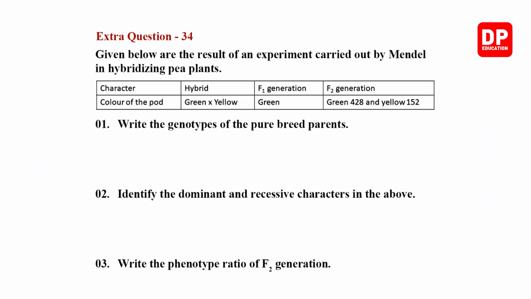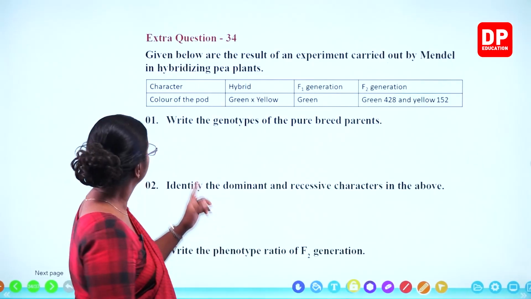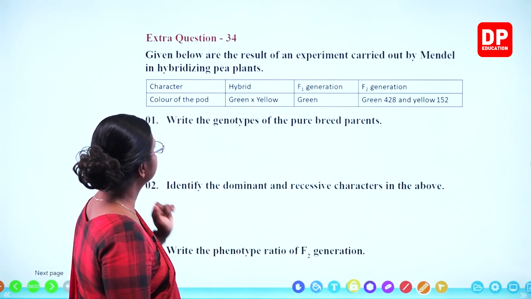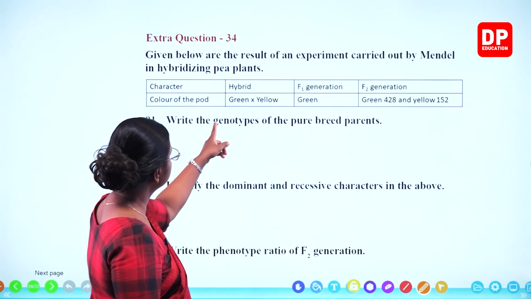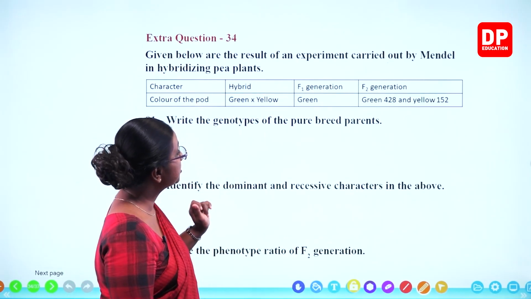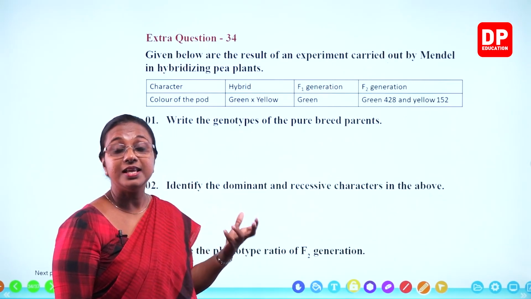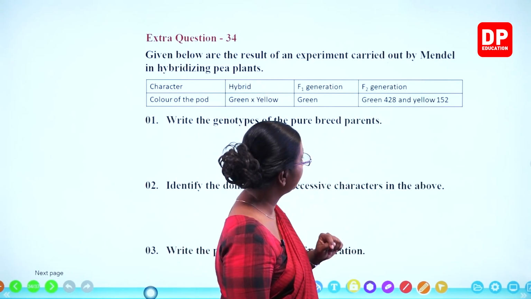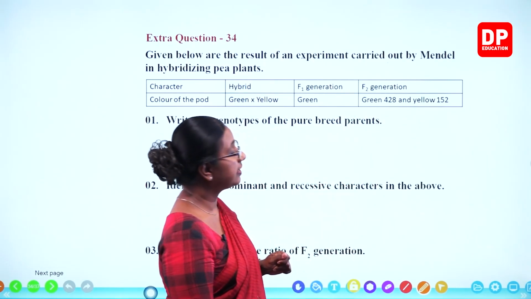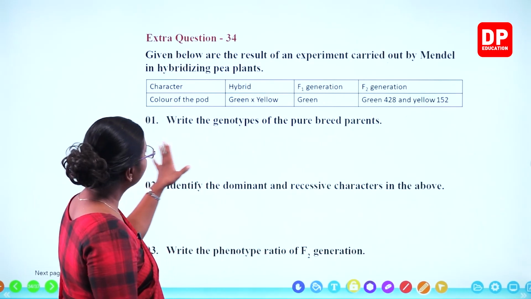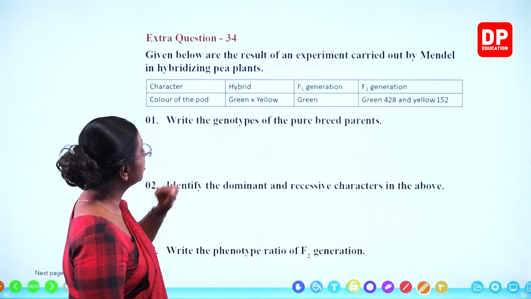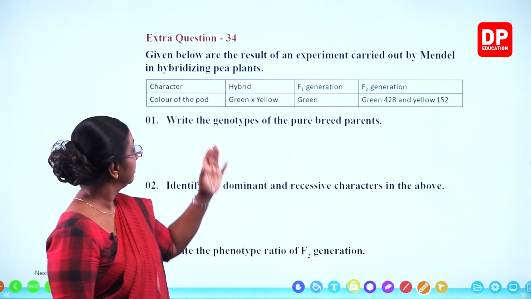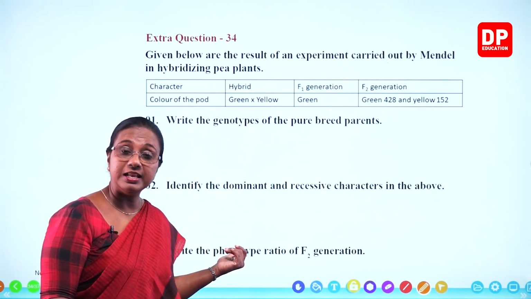Extra question 34. Given below are the result of an experiment carried out by Mendel in hybridizing pea plants. So here you have the character is the color of the pod, then hybrid is between green and yellow, and F1 generation is all green. That means green is the dominant character. And F2 generation you have green 428 plants and yellow 152 plants. So the questions related to that. Write the genotypes of the pure breed parents, green and yellow. So you know green is dominant.